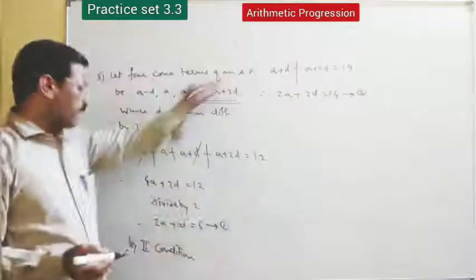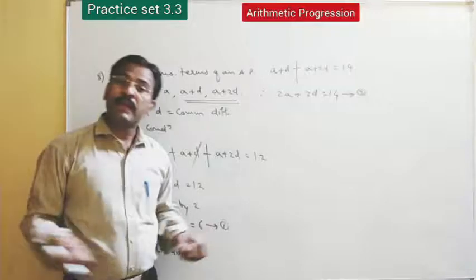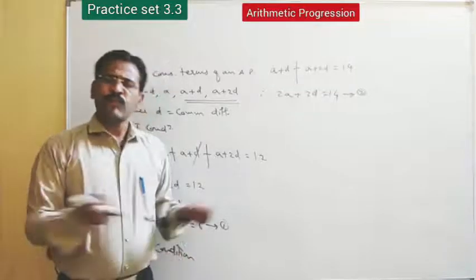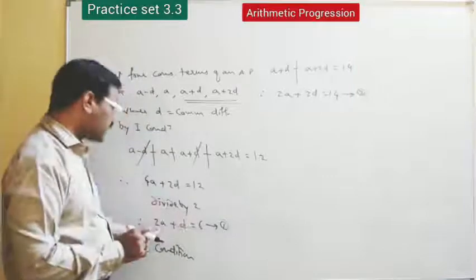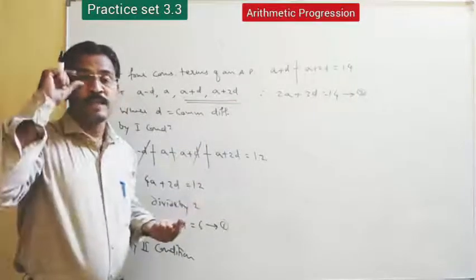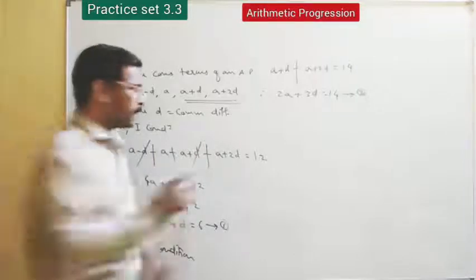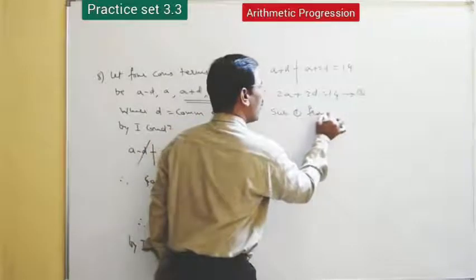Now look friends, from 1 and 2, if you observe here, it is like simultaneous linear equations. Yes, try to simplify, we can find the values of a and d here. So look here, this is 2a, here it is 2a. So make subtraction, that 2a term eliminates. Okay, subtract 1 from 2.